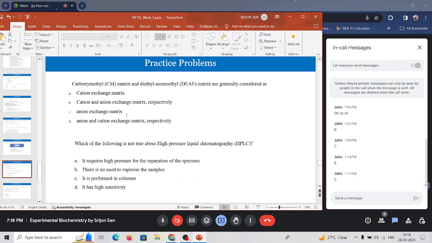Okay. The next one: carboxymethyl matrix and diethylaminoethyl matrix are generally considered as. So these are the two different matrices. So what are they considered as? Cation exchange, anion exchange; anion, cation; or cation and anion respectively. So what is carboxymethyl matrix and what is aminoethyl matrix?